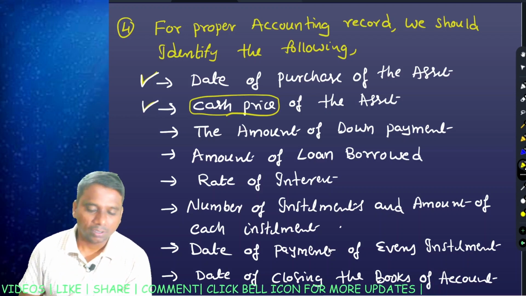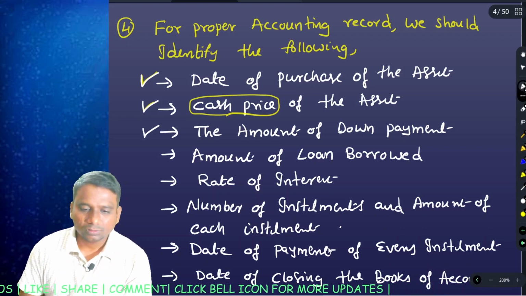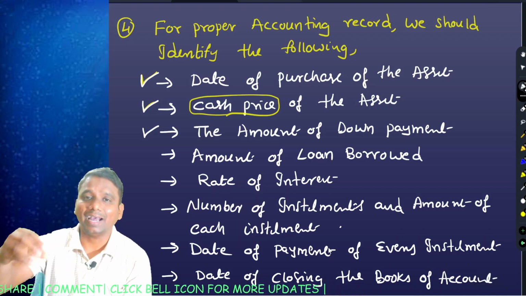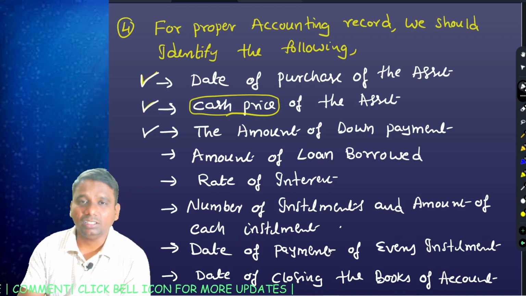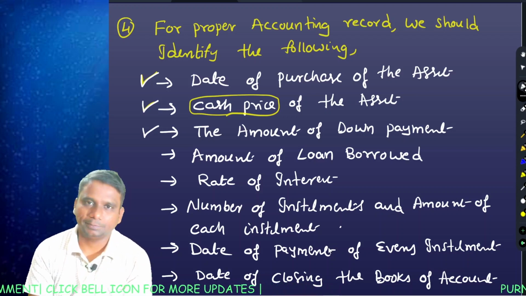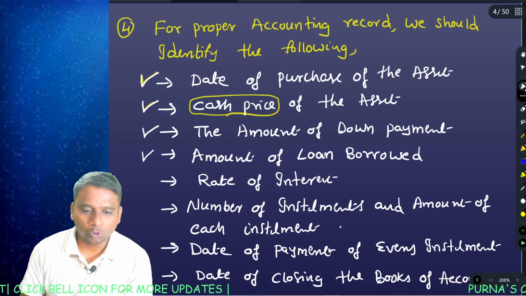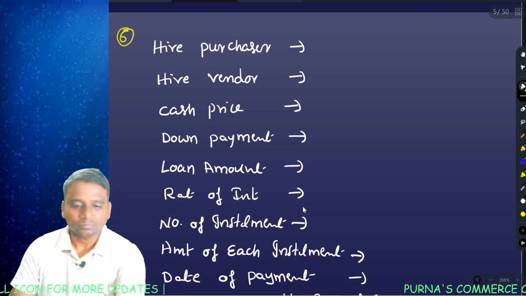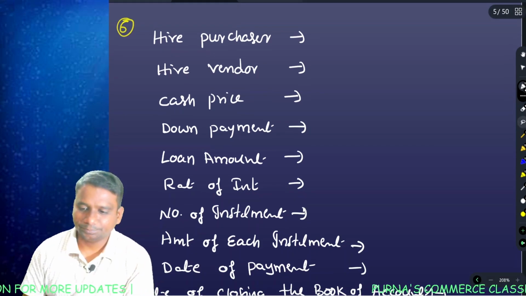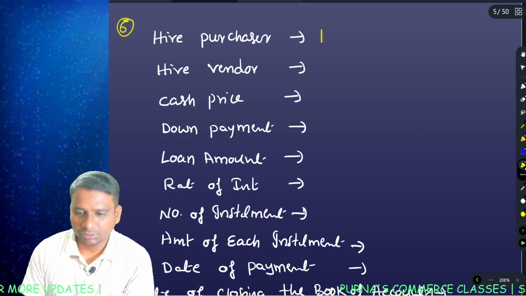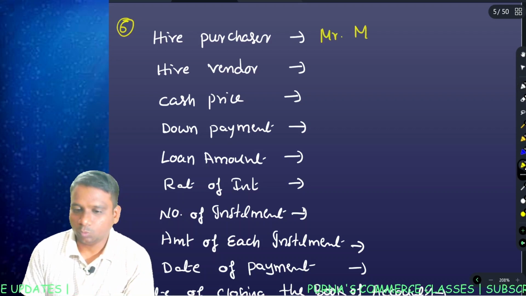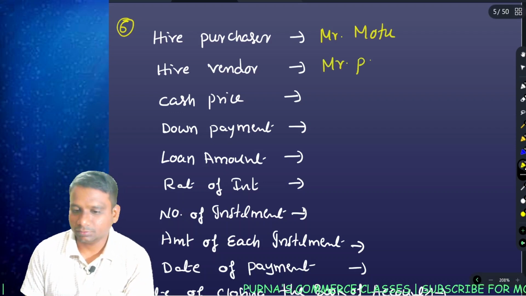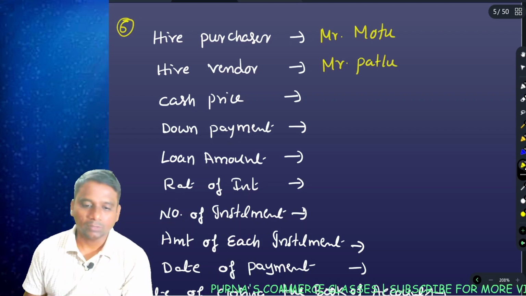Next, the amount of down payment. As we are buying the asset on hire purchase basis, initially we should pay some down payment. Next, amount of loan borrowed. Let us take our example. Who is the hire purchaser? Mr. Motu is our hire purchaser. Next, who is our hire vendor? Mr. Patlu.